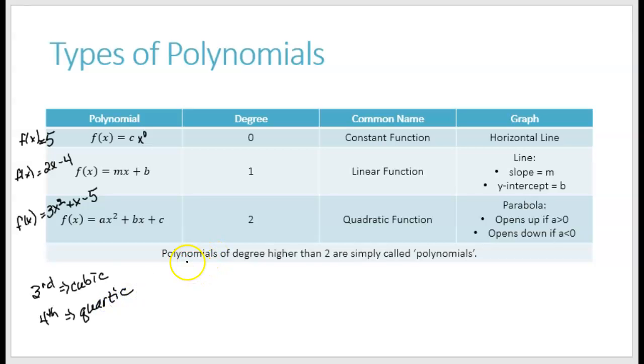But often, anything higher degree than a quadratic is just going to be considered a polynomial. Poly means many, right? So at that point, they're just calling it a polynomial and calling it good.